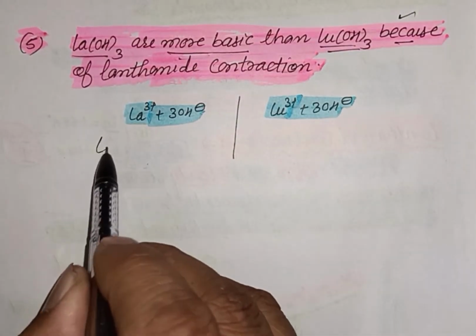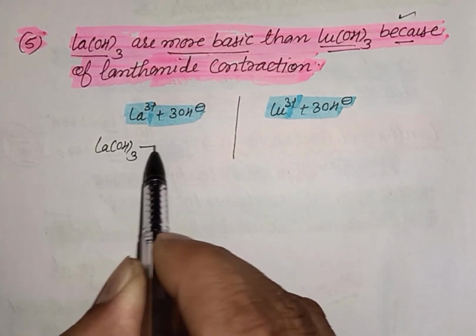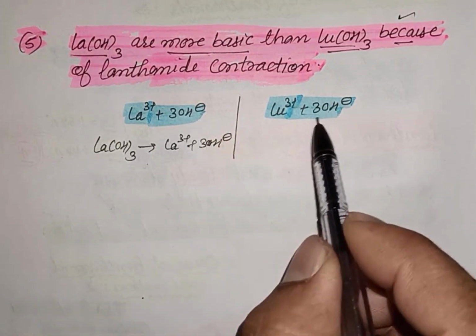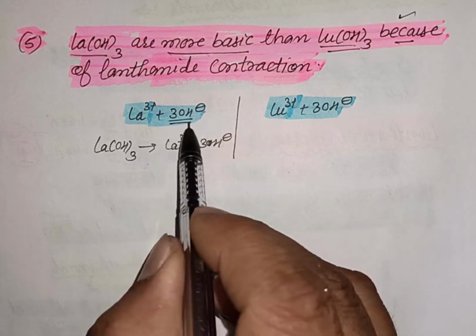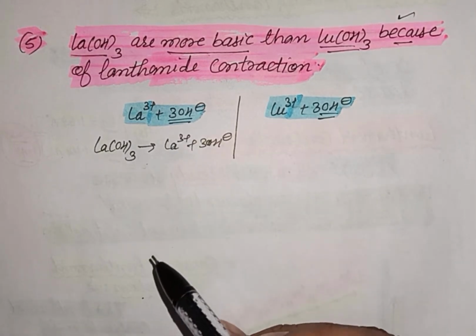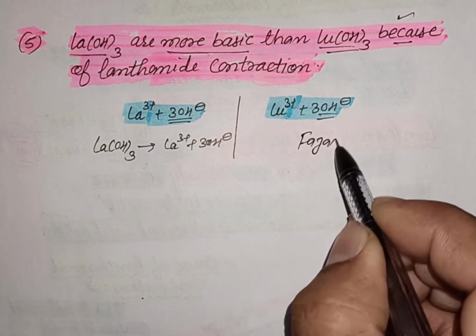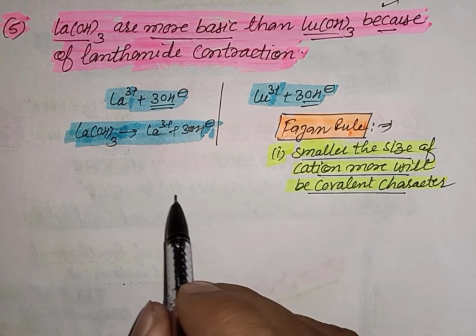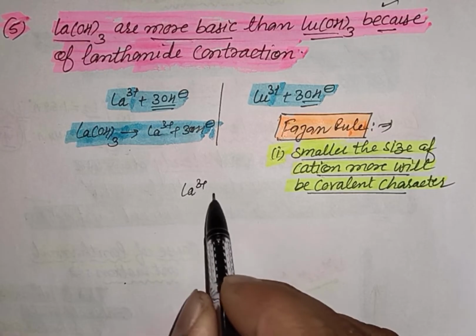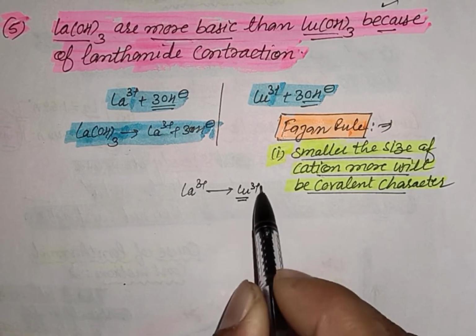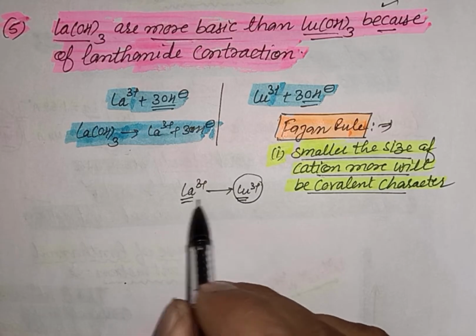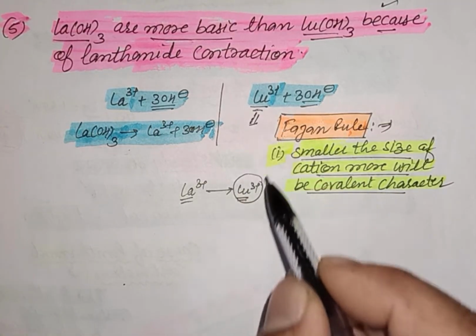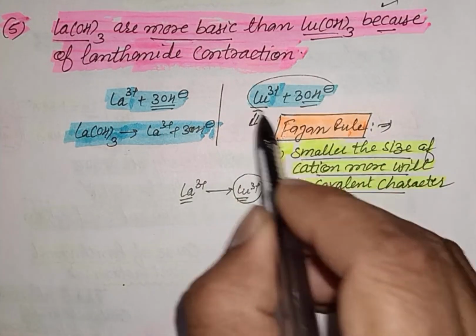Any chemical substance which can release the OH negative ion is basic in nature, and because all the lanthanoids have 3 OH negative ions, they are basic in nature. So according to Fajan's rule, the smaller the size of the cation, the more will be the covalent character. And we know that as we go from lanthanum plus 3 to lutetium plus 3, the size of the cation decreases, or the size of the lanthanoid decreases. So lutetium trihydroxide has the smallest size, so it is the most covalent in nature.